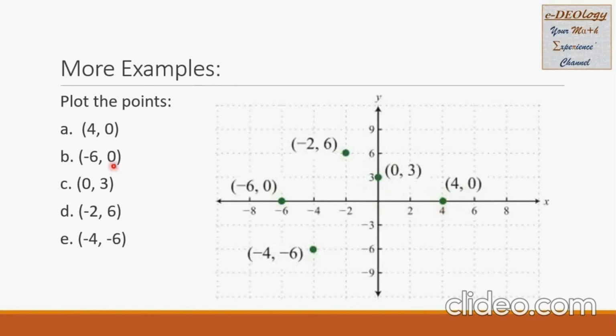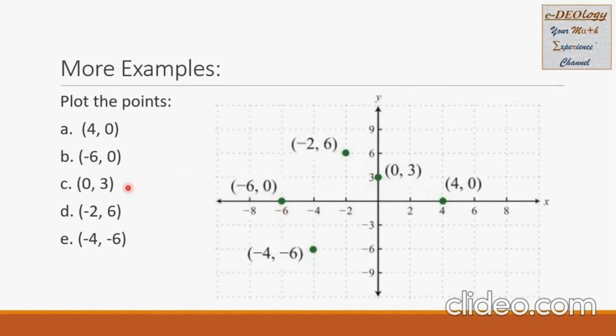The next point is (-6, 0). Let's begin with the -6. It is for the x-coordinate. We look at our x-axis. From the origin, we go 6 units to the left. So this is the negative 6. And our y-coordinate is 0. So this is the point (-6, 0).